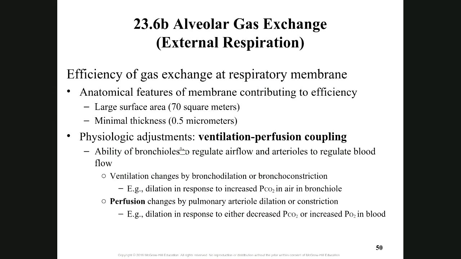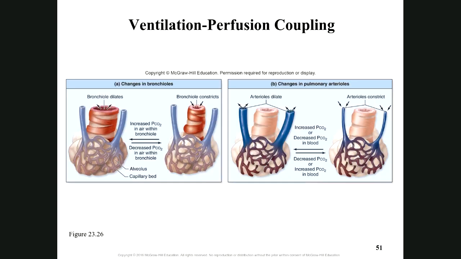And we have some physiologic adjustment, which we call ventilation-perfusion coupling. This is the ability of our bronchioles and arterioles to do regulation. Ventilation changes by bronchodilation and bronchoconstriction, and perfusion changes by pulmonary arterial dilation and constriction. And you can see it in this picture. In this picture, you can see ventilation-perfusion coupling. Look at here.